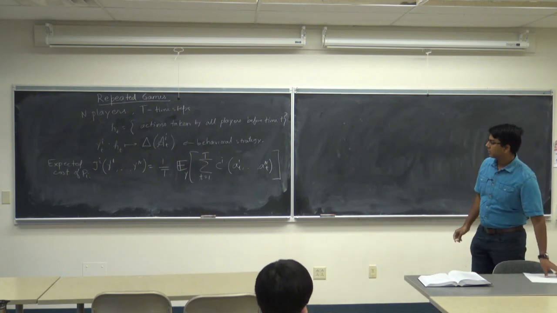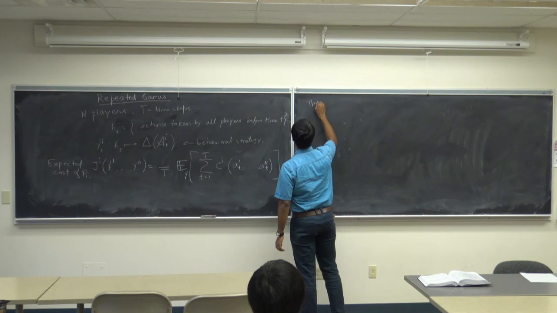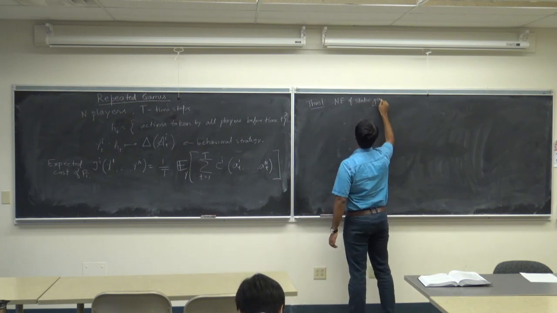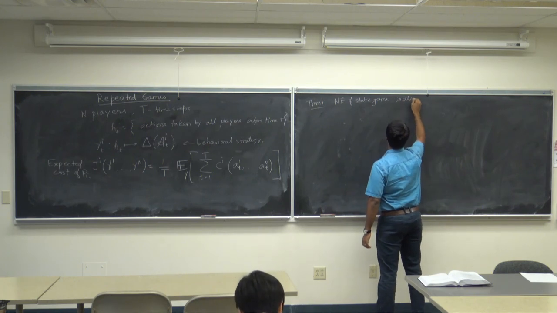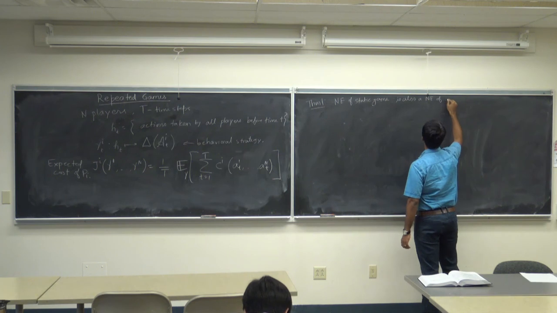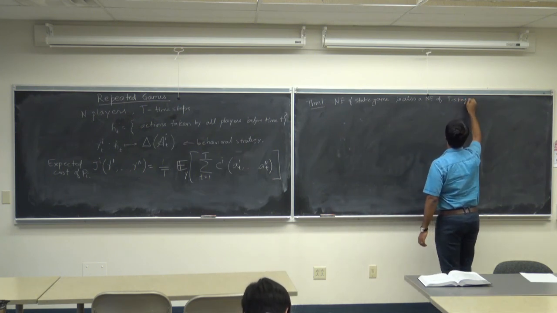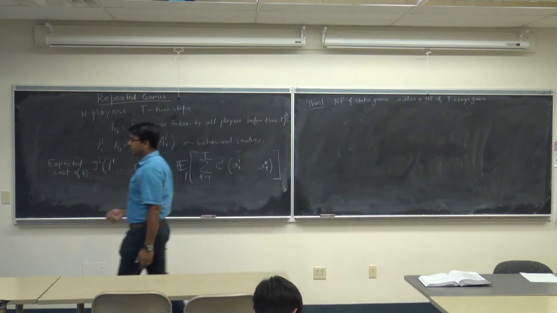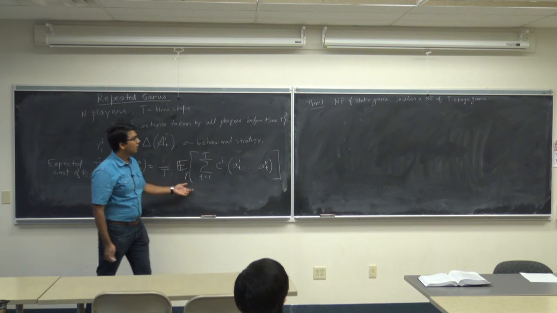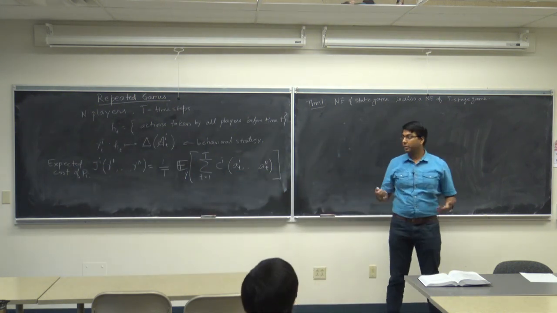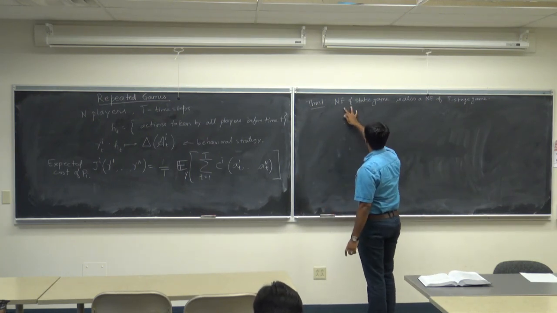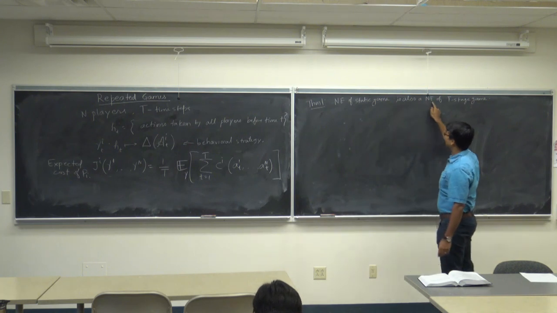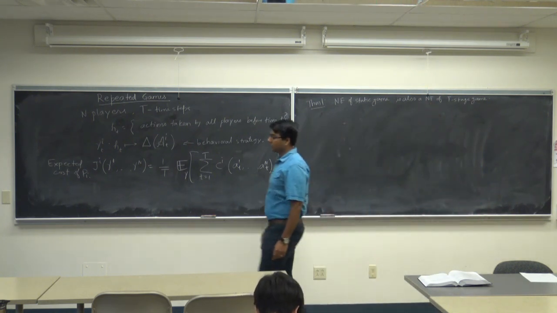So the first result, which is kind of obvious, theorem 1: a Nash equilibrium of a static game, which is a single stage game, is also a Nash equilibrium of the repeated game, of the T stage game. This is the not so useful result, which basically is saying that if you use the same strategy over and over again, that also forms a Nash equilibrium of the repeated game. I'm essentially using the same strategy at every point of time, and that's a Nash equilibrium of the repeated game. But that's not very useful.